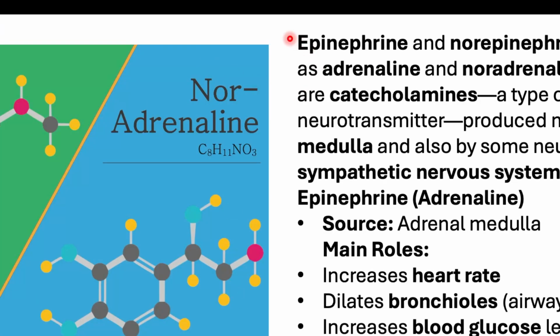So, what are these two hormones, epinephrine and norepinephrine? Epinephrine and norepinephrine, also known as adrenaline and noradrenaline, are catecholamines. Now, what are catecholamines? These are a type of hormone and neurotransmitter. So, they behave as neurotransmitters produced mainly by the adrenal medulla and also by some neurons in the CNS and sympathetic nervous system. Epinephrine's source is the adrenal medulla.